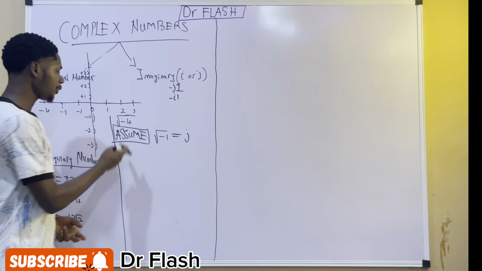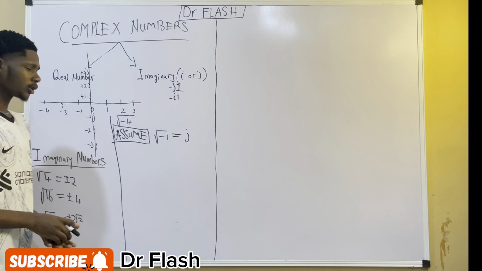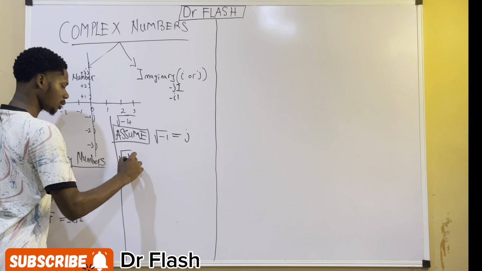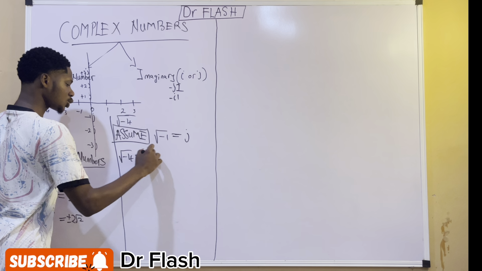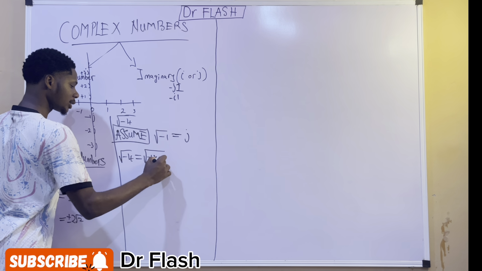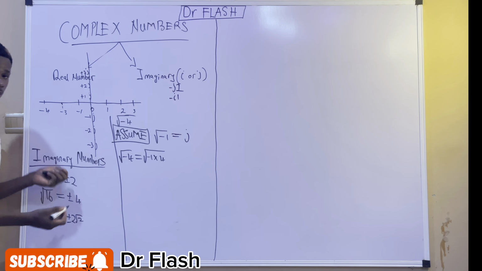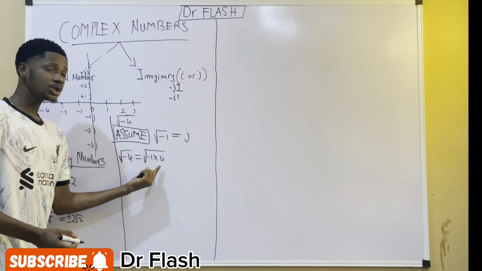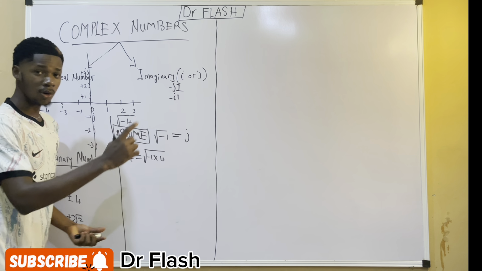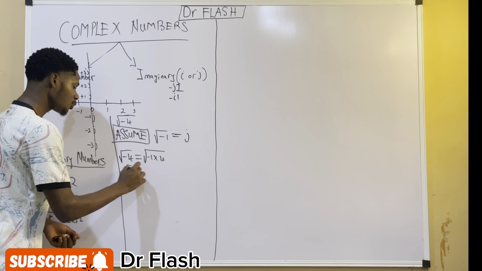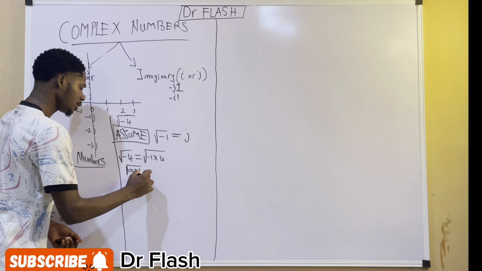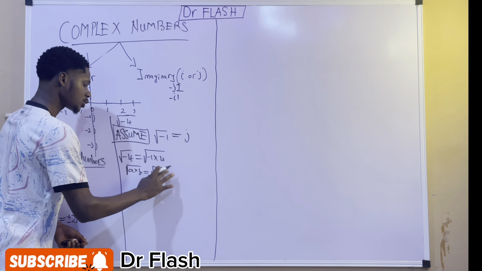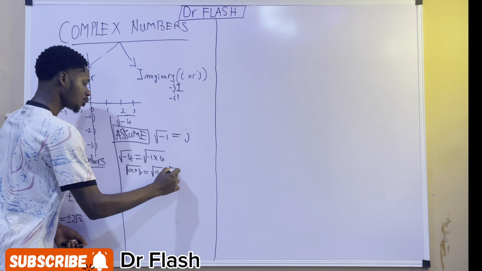So we can then find the square root of minus 4. The square root of minus 4 then becomes the square root of minus 1 times 4, using the laws of surd. Now we can use the laws of surd to break this down. The law of surd says if you have the square root of a times b, it is equal to the square root of a times the square root of b.